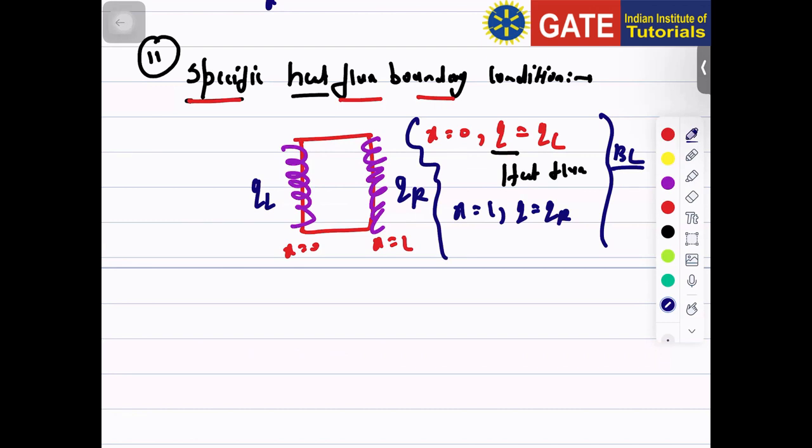So in the problem, if it is given that at x equals 0 the heat flux is this one, and at x equals L the heat flux is this one, you have to understand, okay, this is a heat flux boundary condition. But you don't have to remember the name of the topic. What you need to understand is that q_L is a heat flux applied at x equals 0, that is the left surface, and there is a heat flux q_R applied at x equals L on the right surface. That's it.